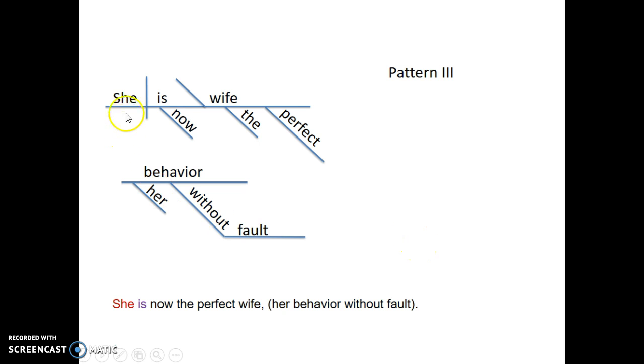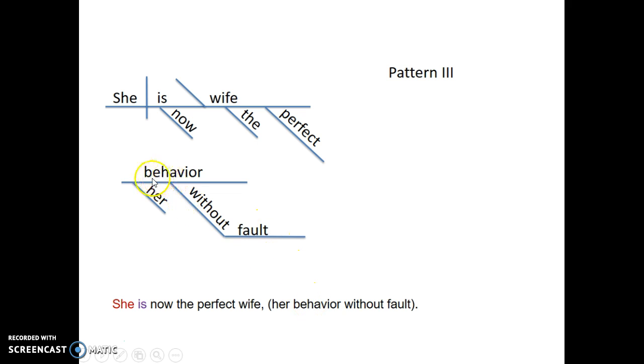She is now the perfect wife. We start with our main clause here with subject verb. So we have subject, and a be verb, and noun as the subjective complement. We put our modifiers below, and we have a pattern 3. We've hit the comma, so we move to the other one, which again normally would be next to it, but I just don't have room on the slide here.